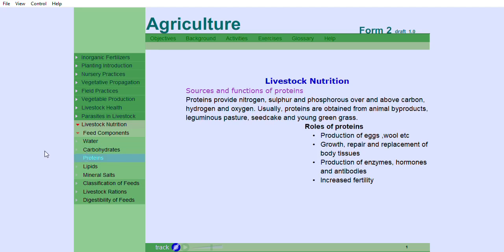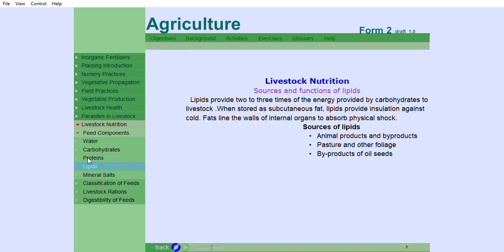Sources and functions of proteins. Proteins provide nitrogen, sulfur, and phosphorus over and above carbon, hydrogen, and oxygen. Usually, proteins are obtained from animal byproducts, leguminous pasture, seed cake, and young green grass. Sources and functions of lipids.